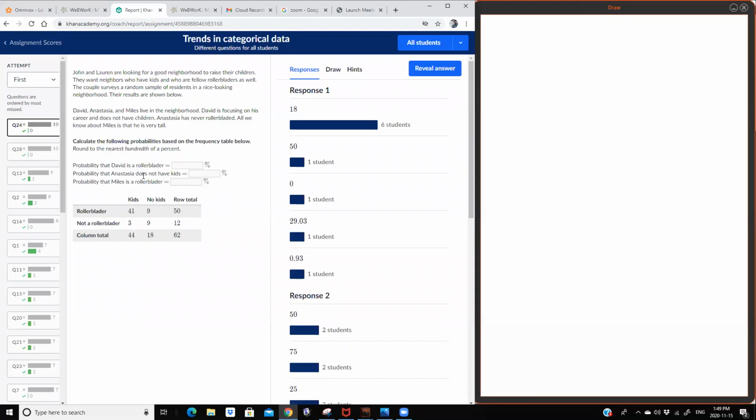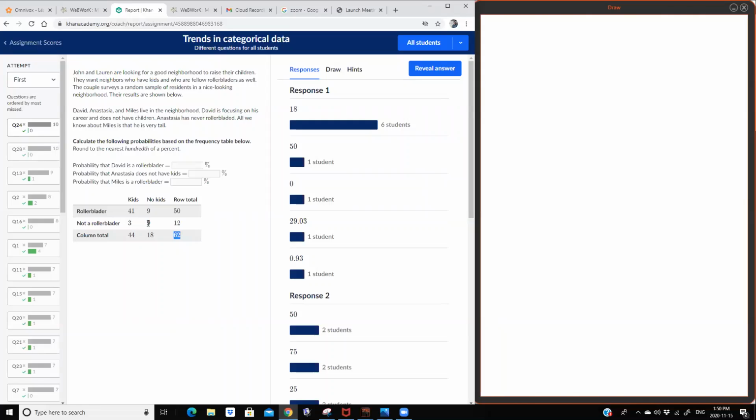Here we have the result of a survey in a neighborhood. 62 people were surveyed, and they were asked 2 questions: whether they have children or they don't have children, and whether they rollerblade or they don't rollerblade. 41 have kids and rollerblade. 9 do not have kids but rollerblade. 3 have kids but do not rollerblade. And there are 9 people out of the 62 who do not have kids and do not rollerblade.